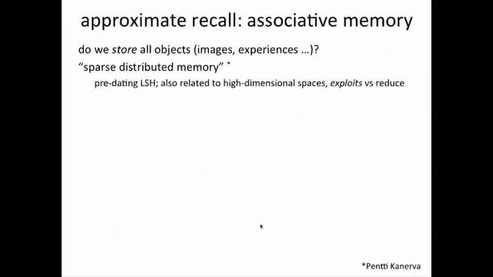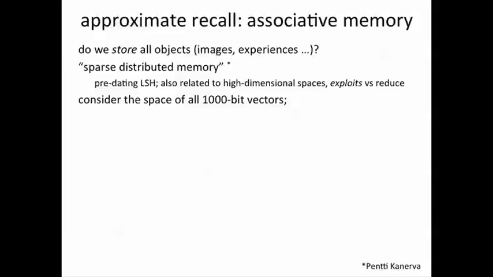Way back in the late 80s and early 90s, Pentti Kanerva, then working at NASA, came up with a concept called sparse distributed memory, which tried to model how humans actually store data, in particular high dimensional data like images, experiences, and many of the things that we are exposed to are high dimensional. So this stuff predates LSH, is also related to high dimensional spaces, but rather than reducing the dimension, it also exploits the fact that the space is high dimensional. Sparse distributed memory exploits some rather peculiar features of high dimensional spaces.